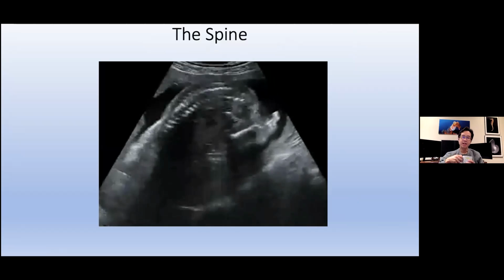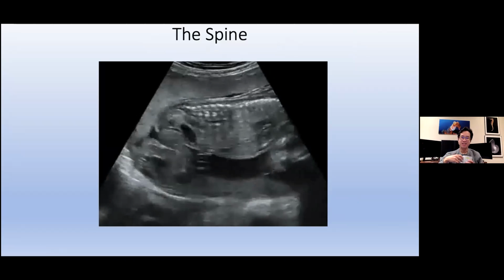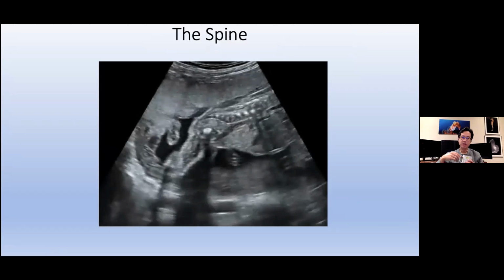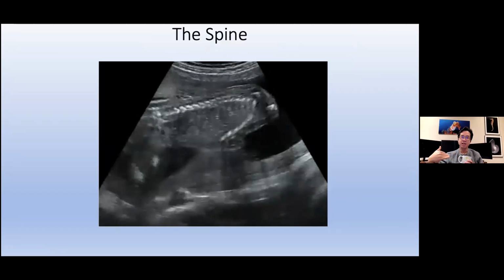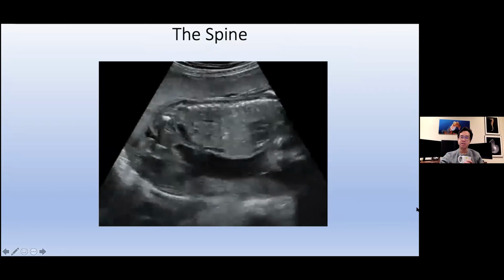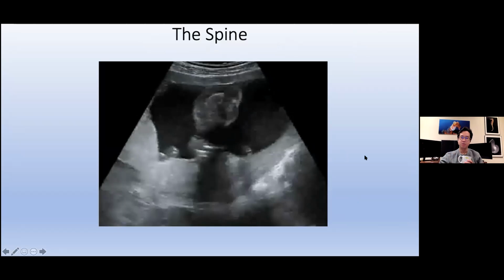Okay, then in line with our lemon sign and our banana sign in the head, we want to evaluate the fetal spine and make sure that the posterior skin line is intact and the spine is also intact all the way from the neck to the coccyx.